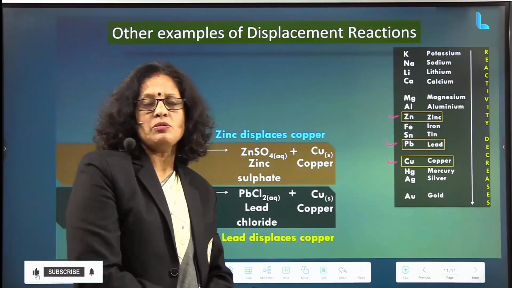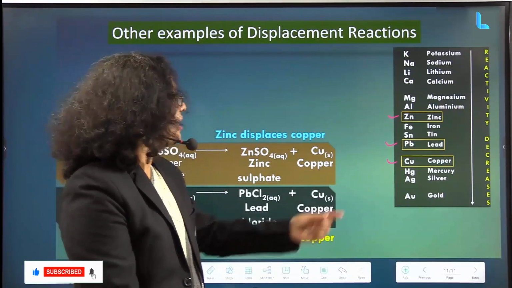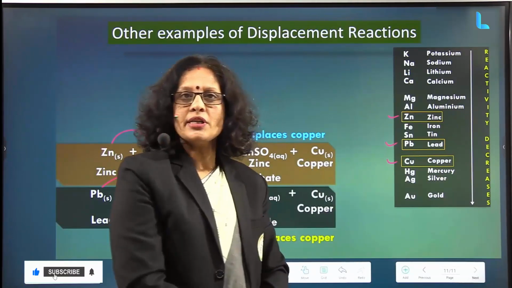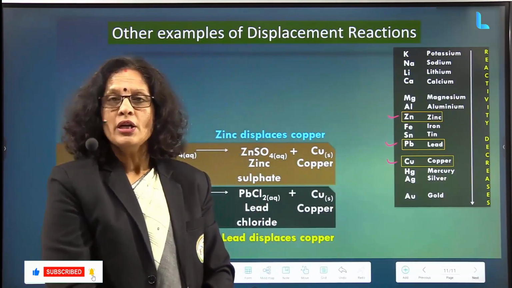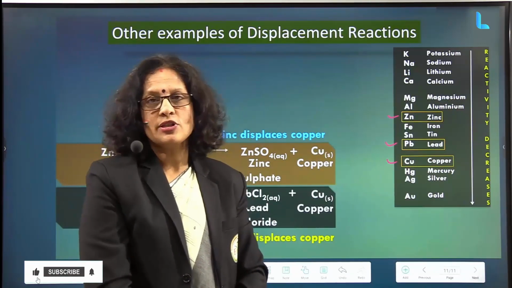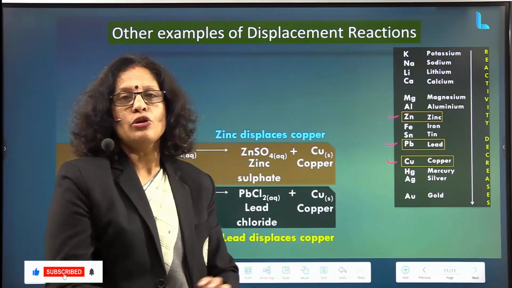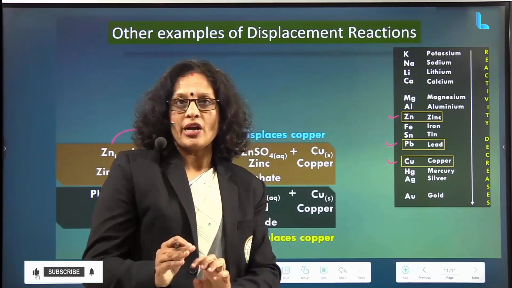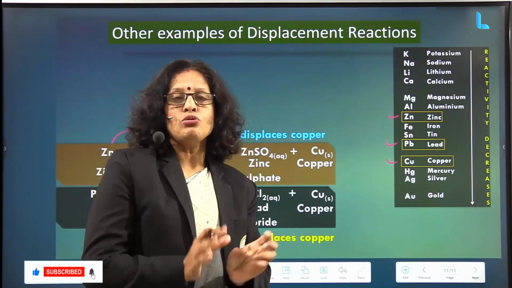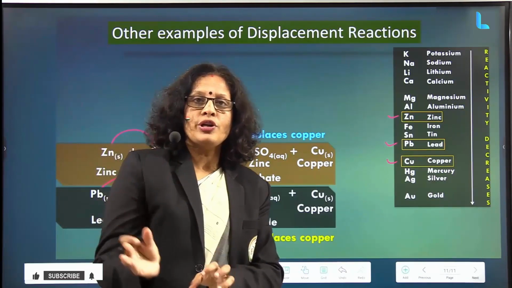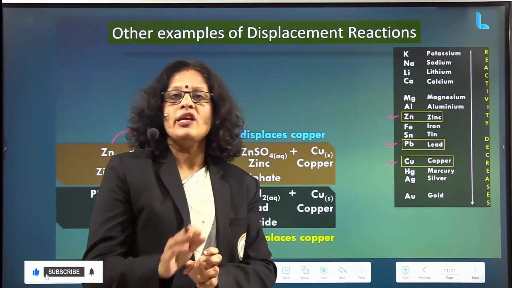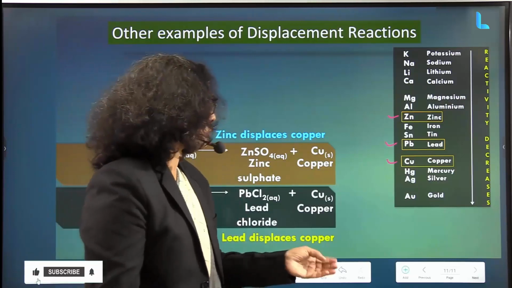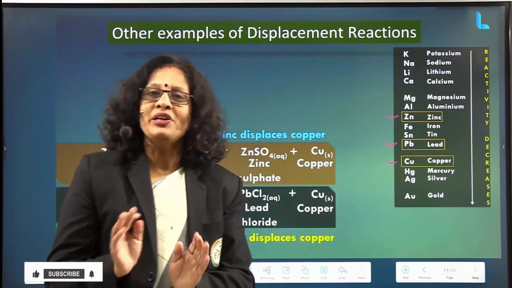So 3 reactions we have studied, and all these 3, lead, zinc and iron, are more reactive than copper, so they can displace copper from its salt solution. This is only a displacement reaction. So what is a displacement reaction? The reaction of 2 components where a more reactive element displaces a less reactive element from its solution, and that is what is called a displacement reaction.